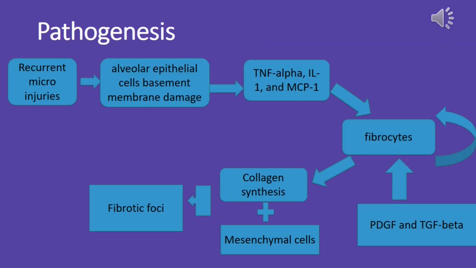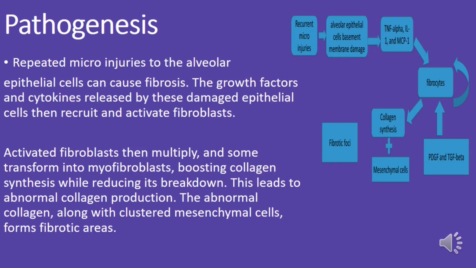Pathogenesis. Repeated micro-injuries to the alveolar epithelial cells can cause fibrosis. The growth factors and cytokines released by these damaged epithelial cells then recruit and activate fibroblasts. Activated fibroblasts then multiply, and some transform into myofibroblasts, boosting collagen synthesis while reducing its breakdown. This leads to abnormal collagen production.